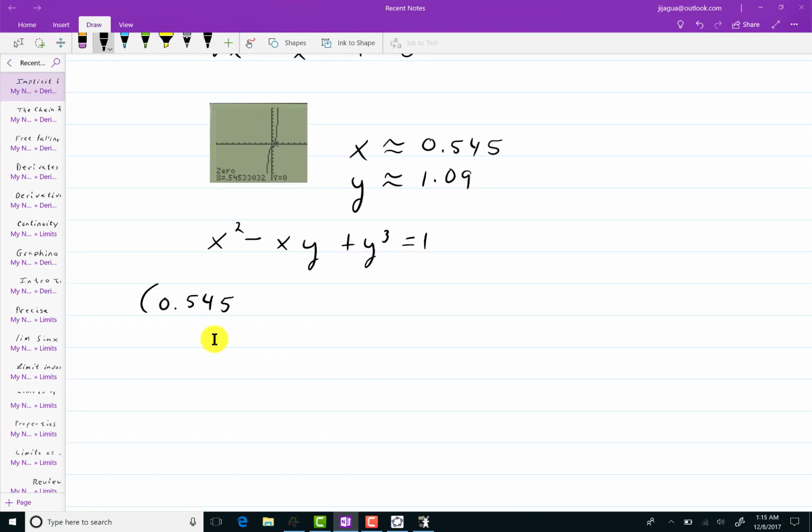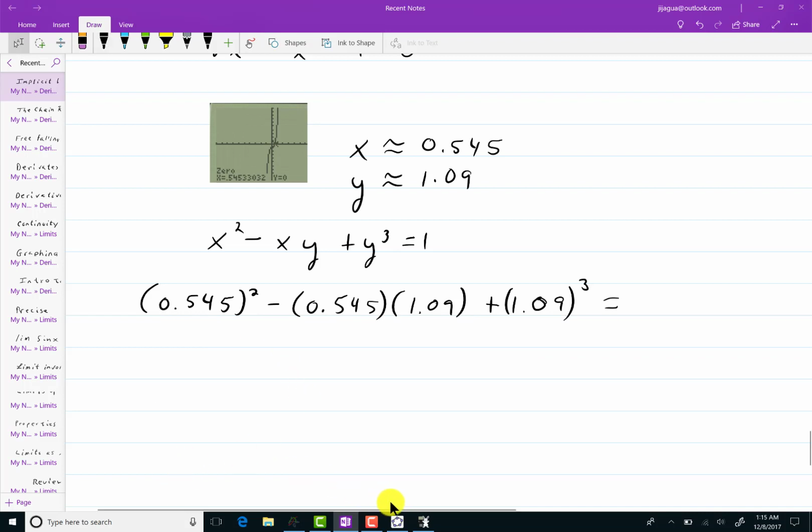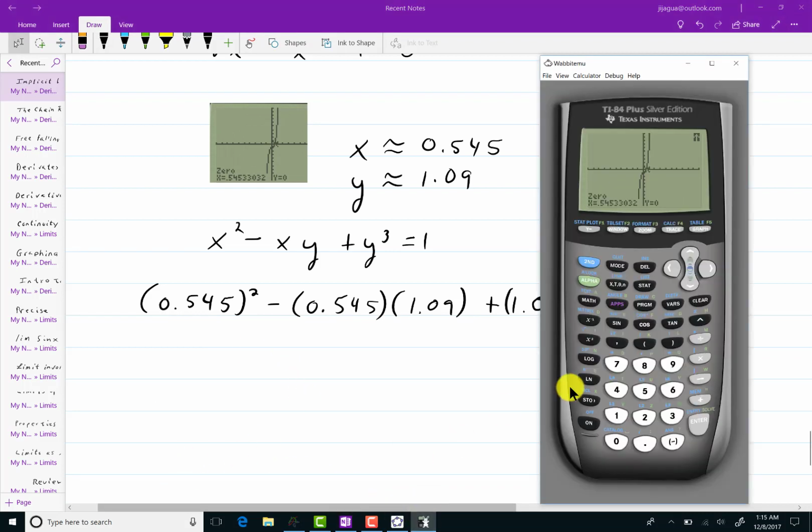I'll have 0.545 squared minus 0.545 times y, which is 1.09, plus 1.09 cubed. And that's supposed to equal 1. We'll get an approximate value here, so let me use the calculator for that.